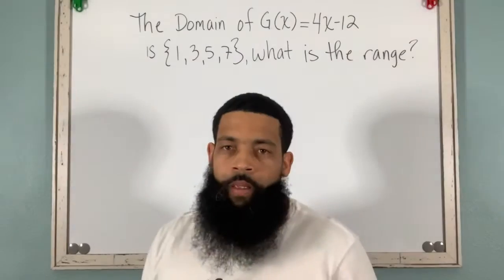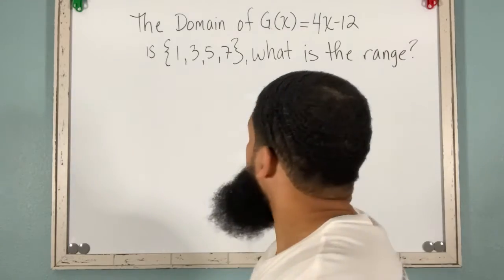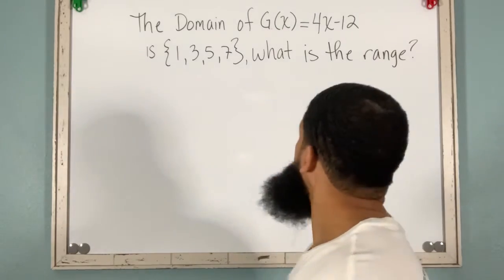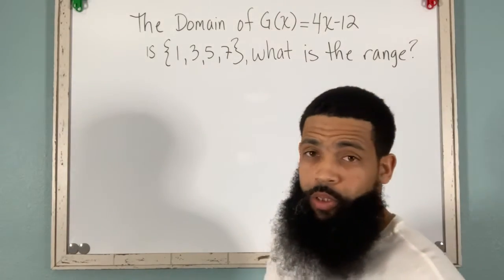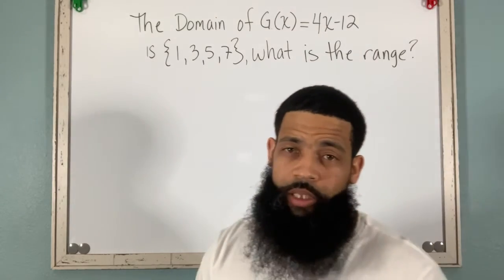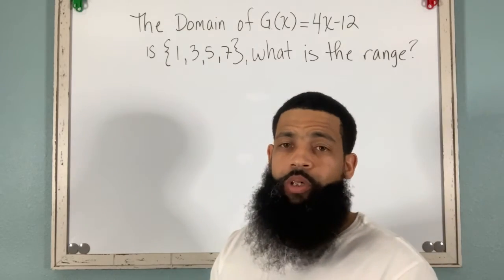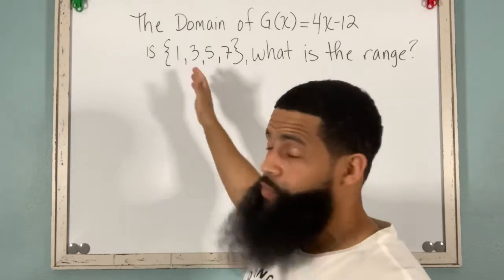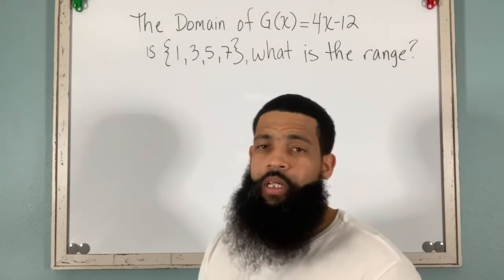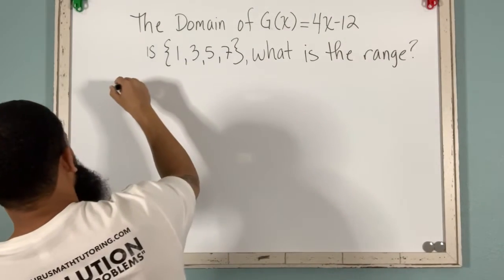In this next example, as you can see, it says the domain of g of x equals 4x minus 12 is 1, 3, 5, 7. What is the range? So we have the function g of x equals 4x minus 12. We have specific domain values of 1, 3, 5, and 7, and we want to find the range values.